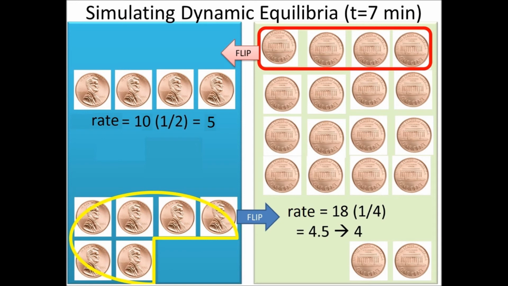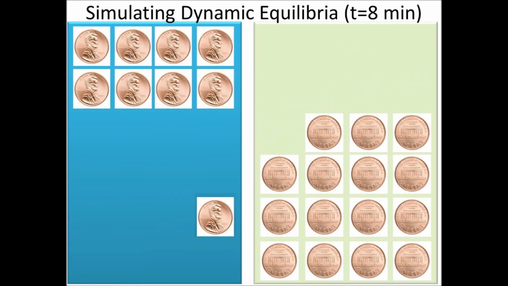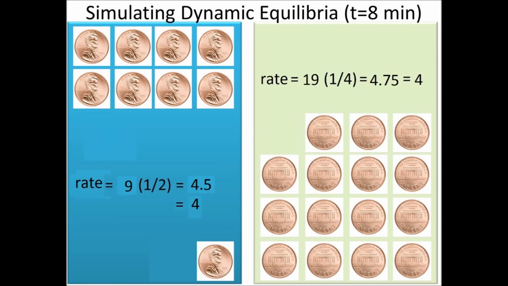And let's record for our last time interval that we're going to look at with this demonstration. Now we have 9 pennies in state A and 19 pennies in state B. Again, using our rate equations, for state A, we take those 9 pennies times the rate of the forward reaction, that's 1/2, and we see that means 4.5 pennies should flip from heads to tails, but we're going to round down. So that means 4 pennies.